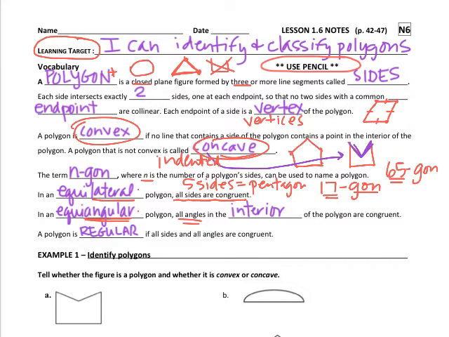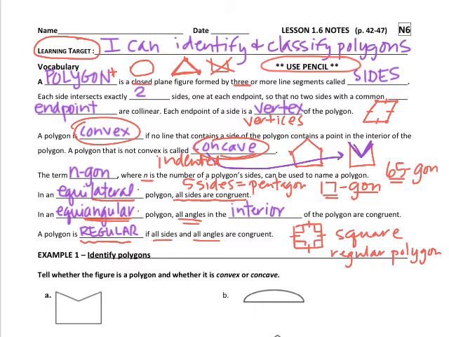The final word here, the word regular, means that all sides and all interior angles are congruent. So for a square, if you think about what a square looks like, remember the angles on a square are 90 degrees, so they're all congruent. And all the sides have to be the same as well. So a square is one example of a regular polygon because all of its sides and all of its angles are congruent.